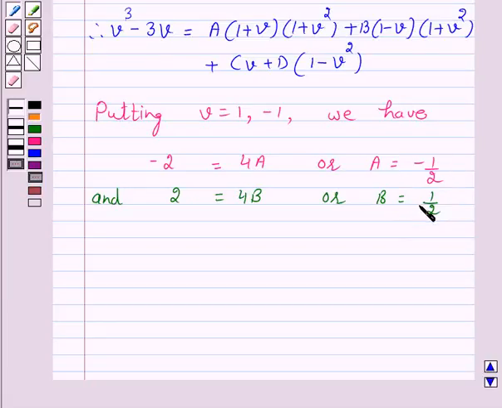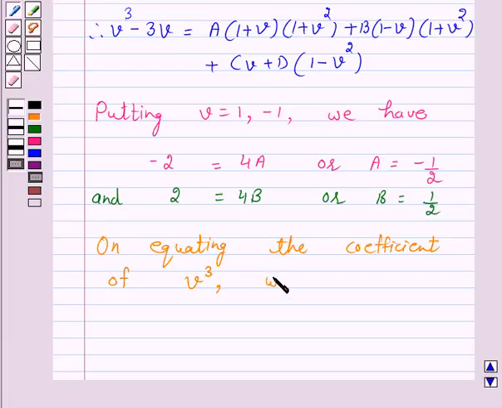Now we will find the value of c and d. On equating the coefficient of v³ on both the sides, we get 1 = a − b − c.